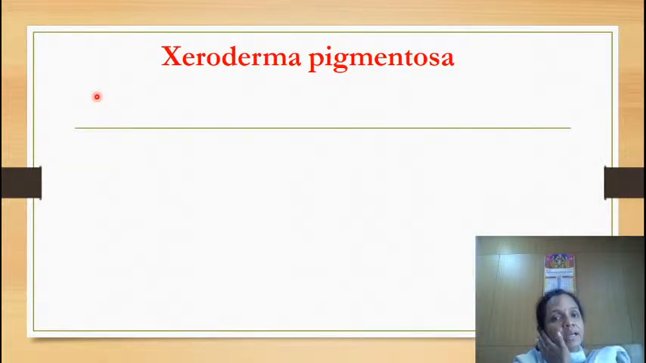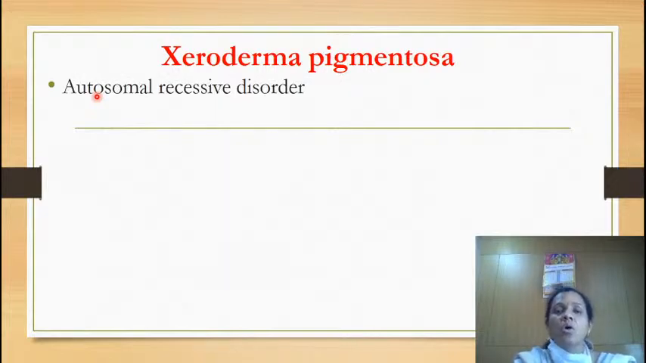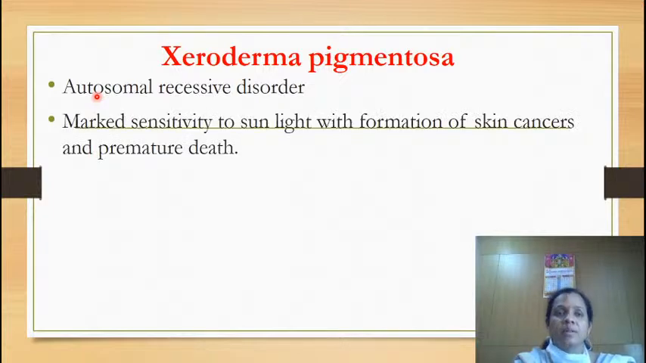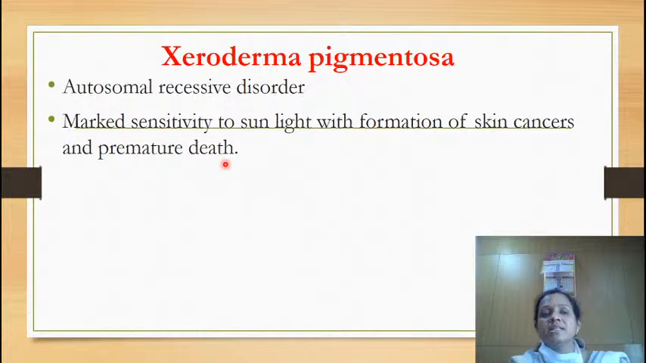Now, what is a clinical disorder associated if this nucleotide excision repair is not working properly? The clinical disorder called xeroderma pigmentosum results because of abnormal or inefficient repair. It is an autosomal recessive disorder. There is marked sensitivity to sunlight with formation of skin cancers and premature death. So the persons will have marked sensitivity to sunlight.